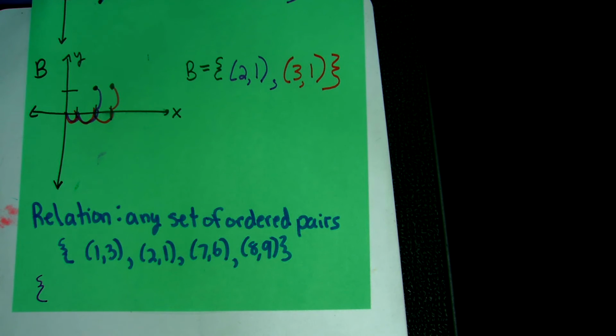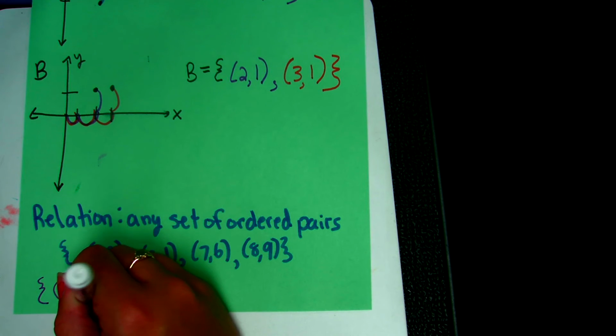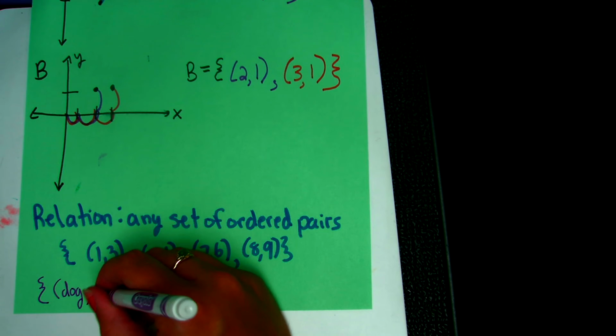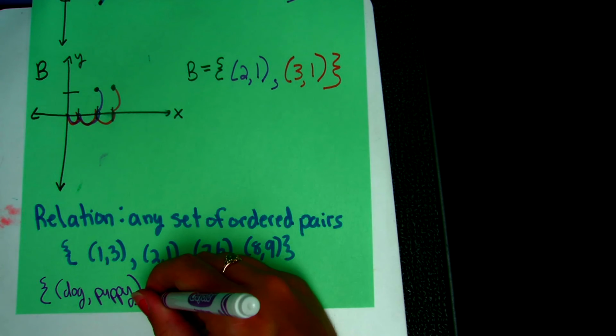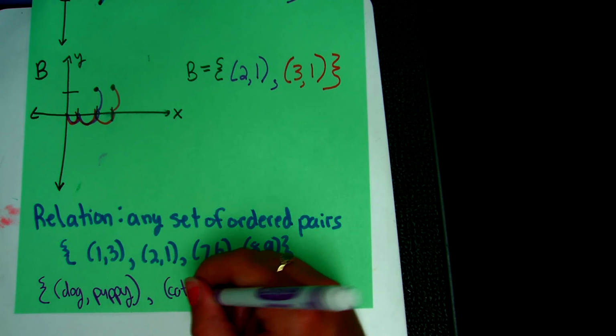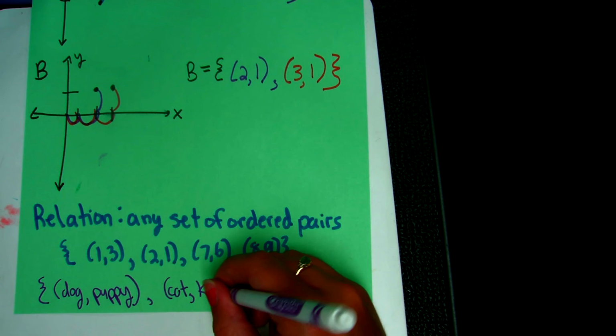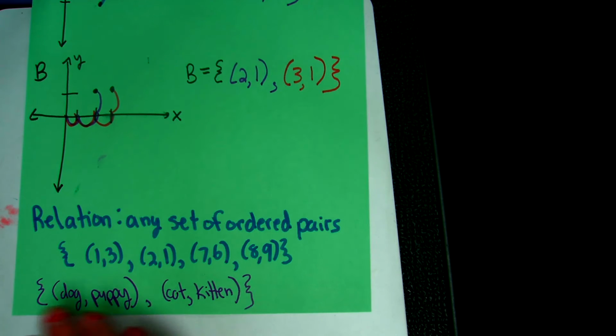(dog, puppy). That's one ordered pair. And then I have another ordered pair, (cat, kitten). So that is technically a set, because I have the braces, of ordered pairs, because those are ordered pairs.